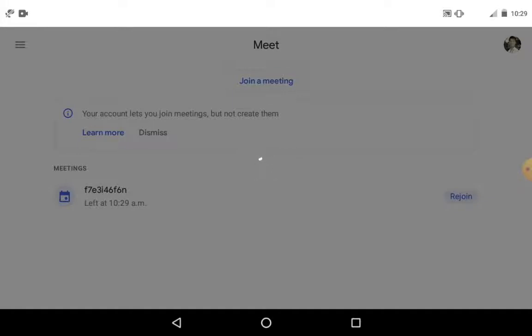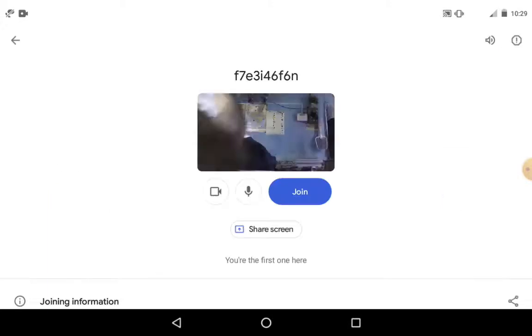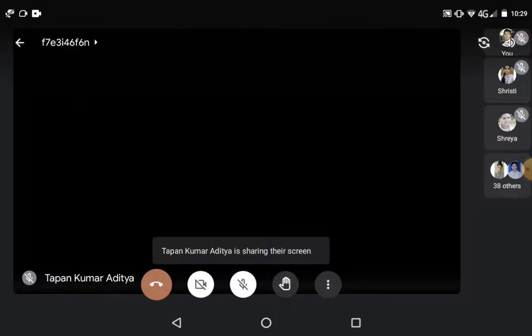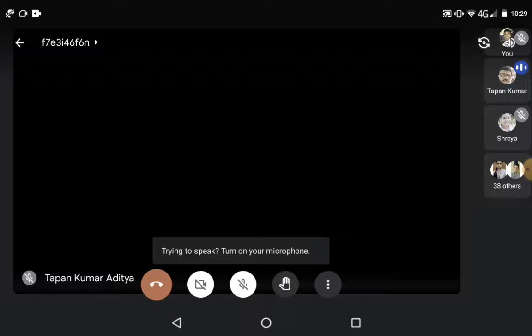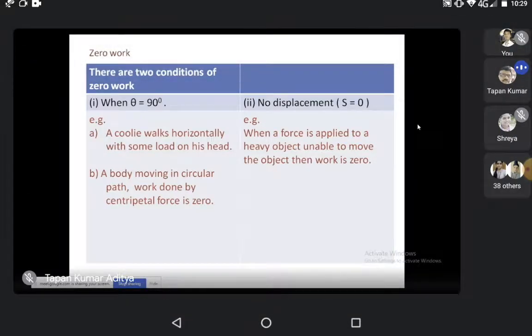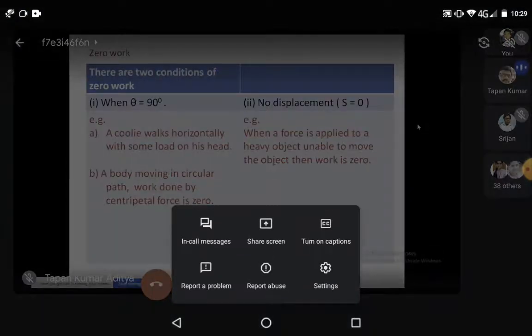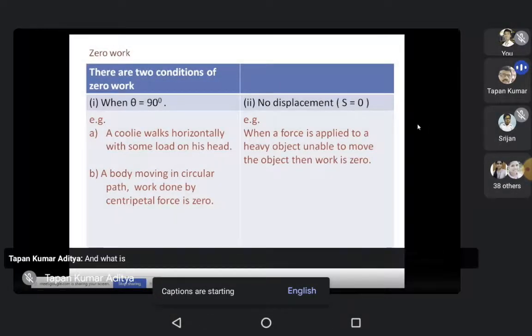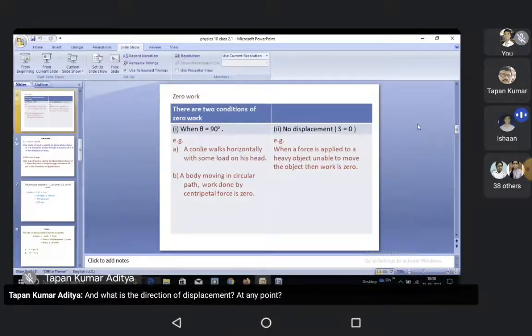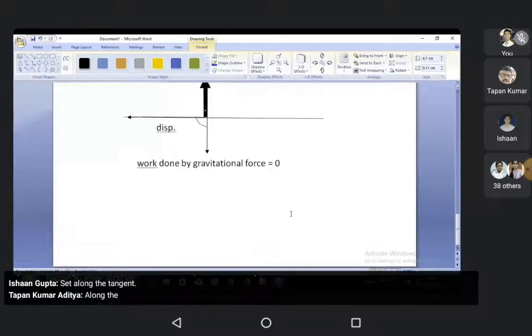Second example of 0 work, you can see a body moving in a circular path. Work done by centripetal force is 0. I think all of you know what is the direction of centripetal force if the object is moving in a circular path? What is the direction of centripetal force? Towards the center. And what is the direction of displacement at any point? Along the tangent.